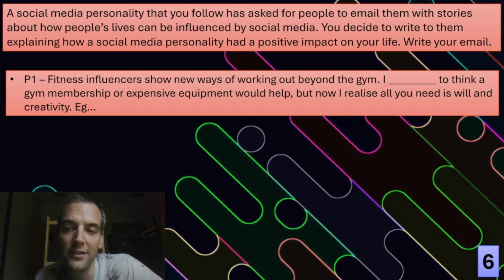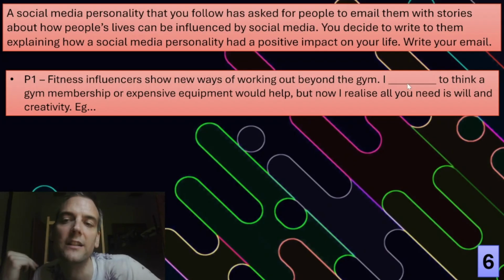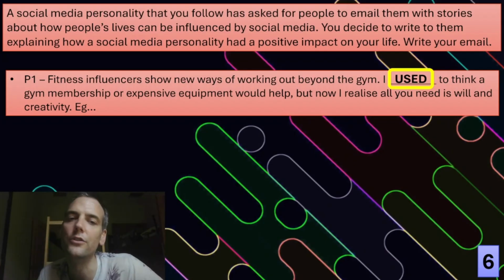And use of English part 2, the word in that gap, context: I used to think this, but now I realize this. We need a word that means something that was true in the past, but not now. You used to think that this was the way to do it, but now you realize no.